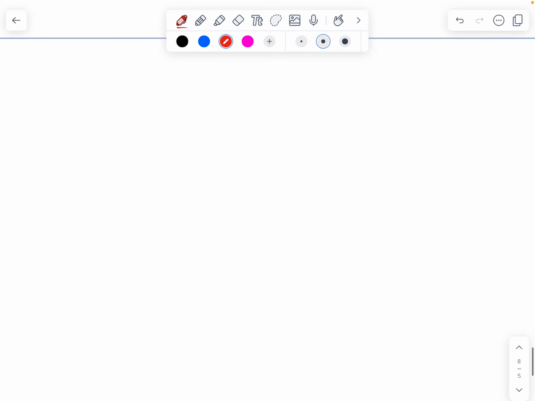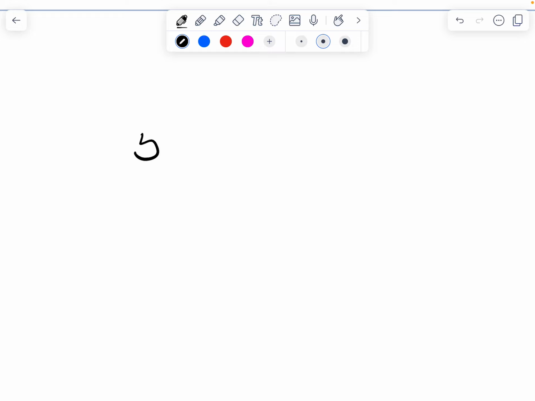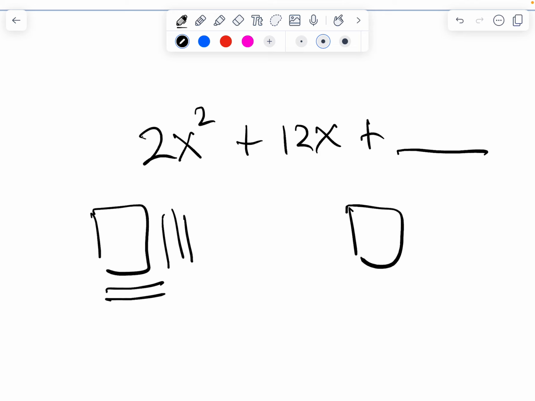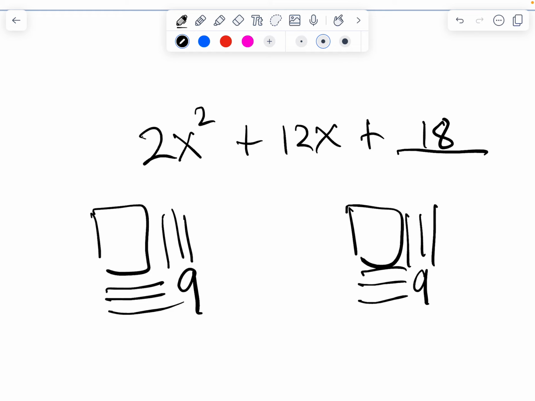Okay, here's one for you to practice. Let's start easy. Let's do 2x squared plus 12x plus blank. All right, give this one a try. All right, so 2 squares, 12x's, 1, 2, 3, 4, 5, 6, 7, 8, 9, 10, 11, 12. This one needs 9, this one needs 9, and so your answer there is 18.